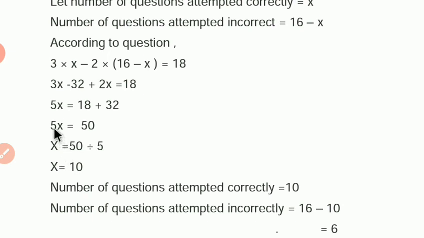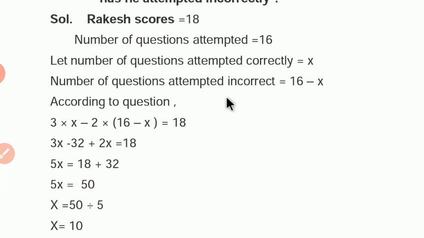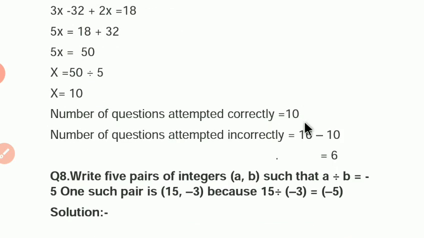Now we have to find the value of only x. So here you can see that 5x means there is no sign between them. It means it is in multiplication with x. So on the right hand side we will change it into divide. So 50 divided by 5, if we divide we'll get the answer. So the number of questions attempted correctly is how much? 10. We have to find also the number of questions attempted incorrectly. So we have taken it as 16 minus x. So 16 minus 10 is equal to 6. Means out of total 16 questions he has attempted correctly 10 and incorrectly 6.